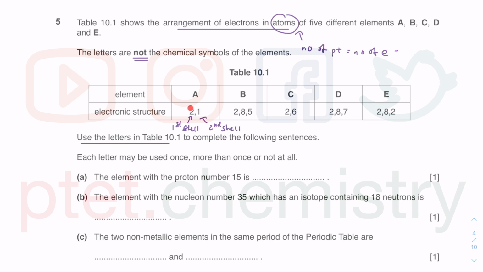So the first shell is completely filled with 2 electrons. The second shell, which is the outermost shell in this case, has 1 electron. That means it's group 1, and group 1 is a metal. And this one is period 3, because it has a first shell, second shell, and third shell. In the outermost shell, there are 5 valence electrons, so it's group 5. And this one is a non-metal.